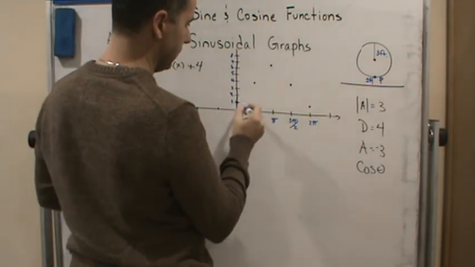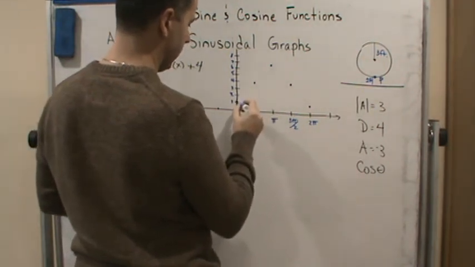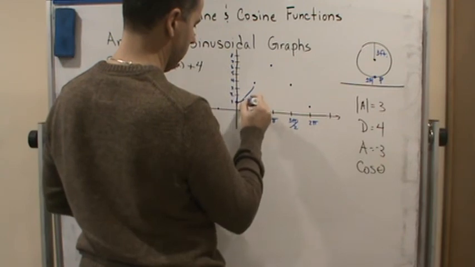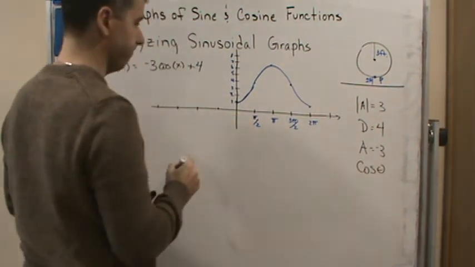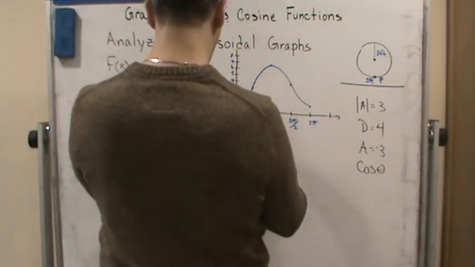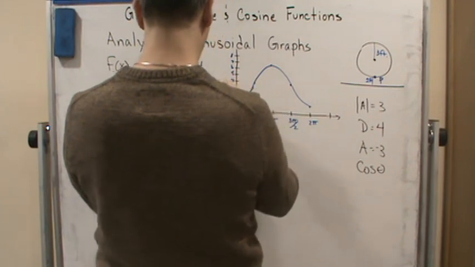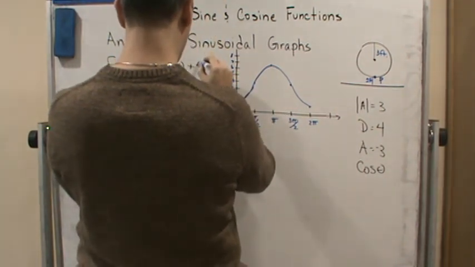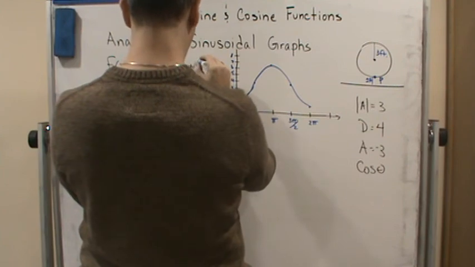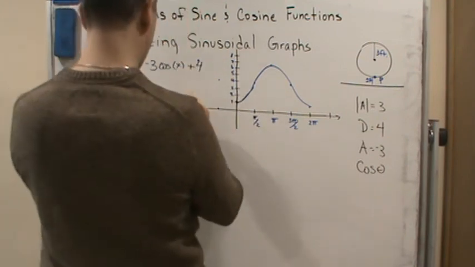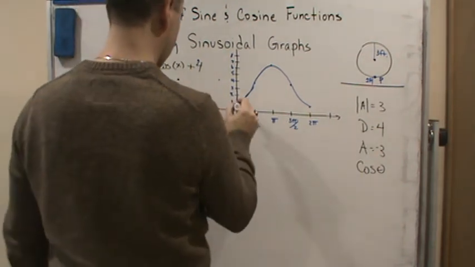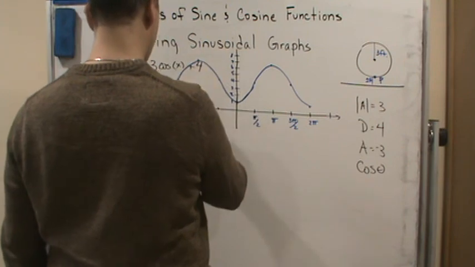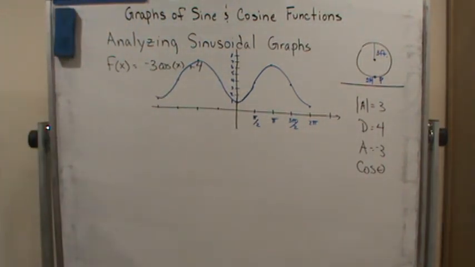So it's going to do something like this. It's going to start here, go like that, and then it's going to continue on over here. So it's going to be 4, 7, 4, 1. So it's going to do like that. And that's it. That's the graph.